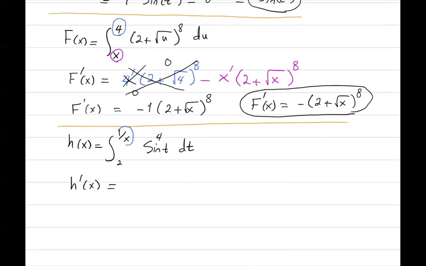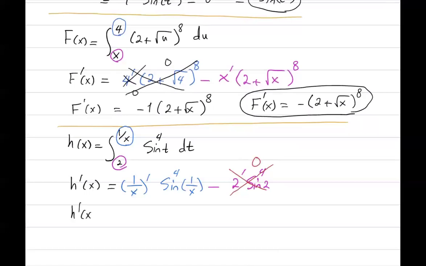So let us take the derivative of the upper bound. So you have 1 over x, take the derivative, do the substitution into the function, minus, take the derivative of the lower bound, which is 0 basically, but we're going to write down everything for you. So this guy becomes 0, so you don't have to rewrite this again. H prime of x is equal to the derivative of 1 over x, which is -1 over x squared, times sine to the 4th of 1 over x.